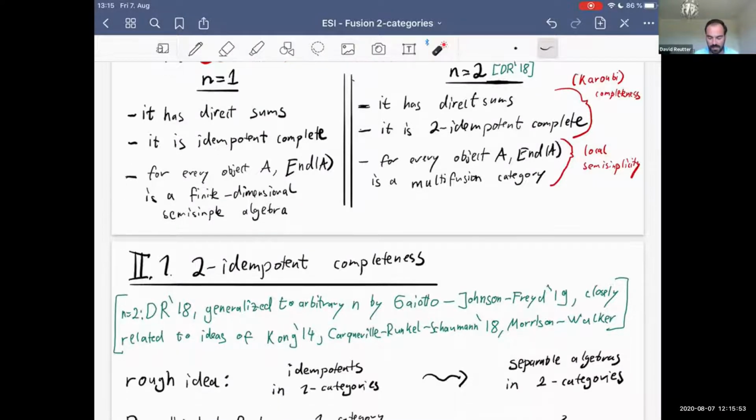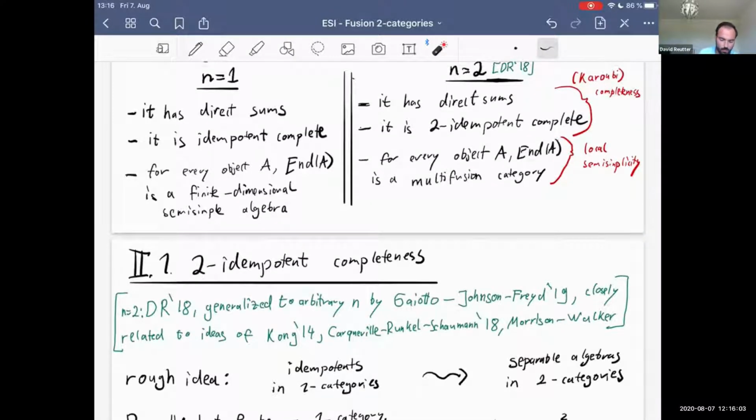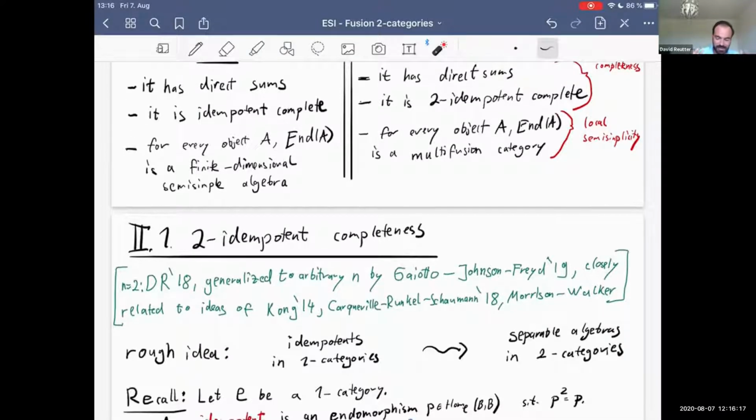And a rough idea, and I expect we're going to see this some more in later talks, in one of these afternoon talks by Theo Johnson-Freyd, is that we can categorify idempotence in 1-categories to separable algebras in 2-categories. Now, I don't want to give too much intuition about this idea, because I expect it to come up again, and because I want to get to the definition of what a fusion 2-category is. But let me just tell you the definitions of these things that we're seeing here.